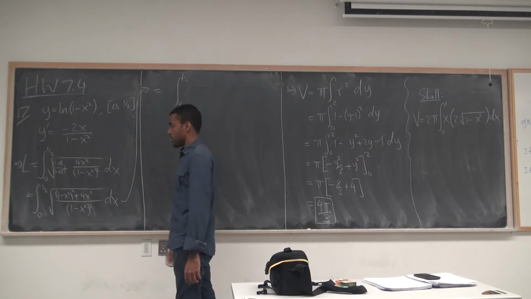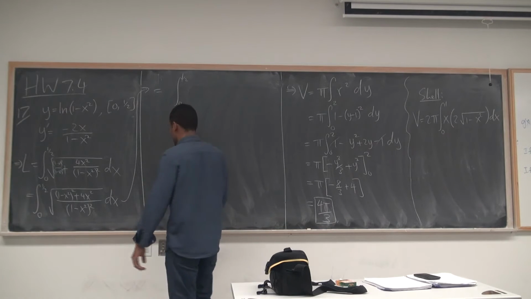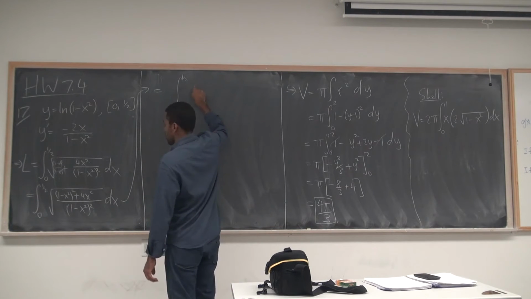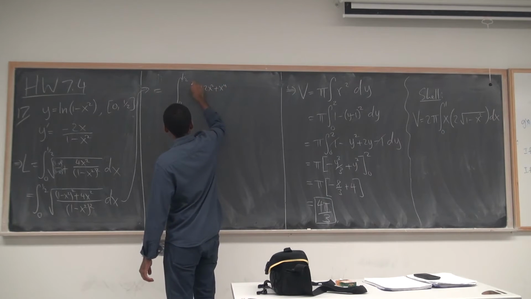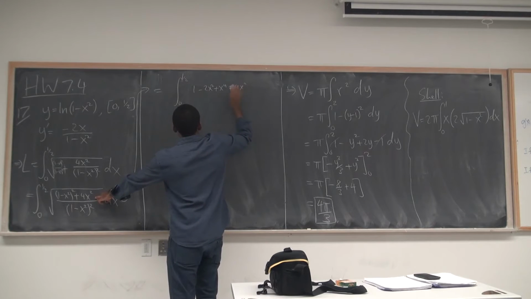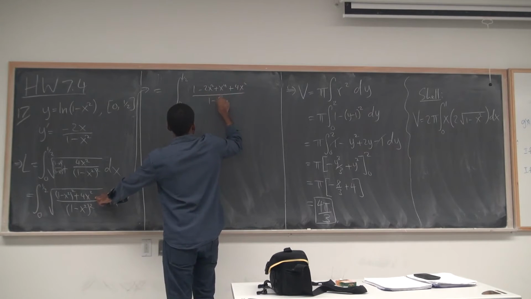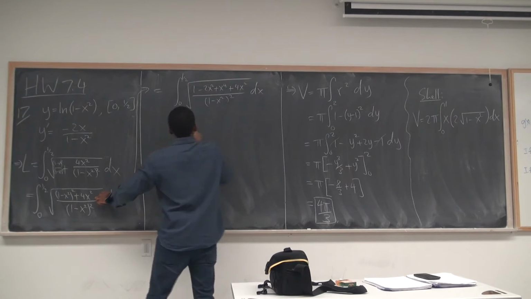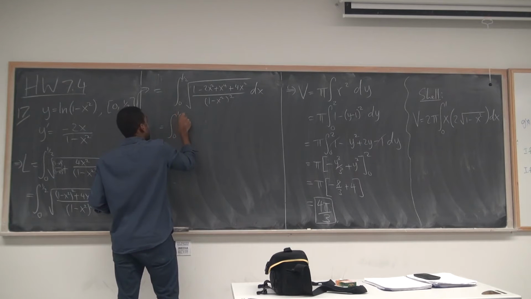1 minus x to the fourth, right? No, 1 minus 2x squared plus x to the 4th. Right, so this is 1 minus 2x squared plus x to the fourth plus 4x squared over 1 minus x squared squared. All of that is under the radical. This is from 0 to 1/2.